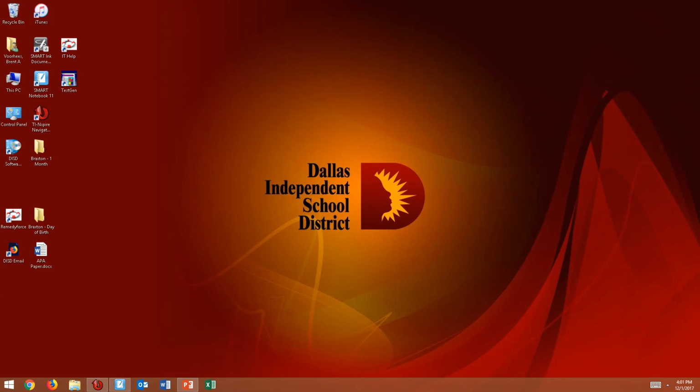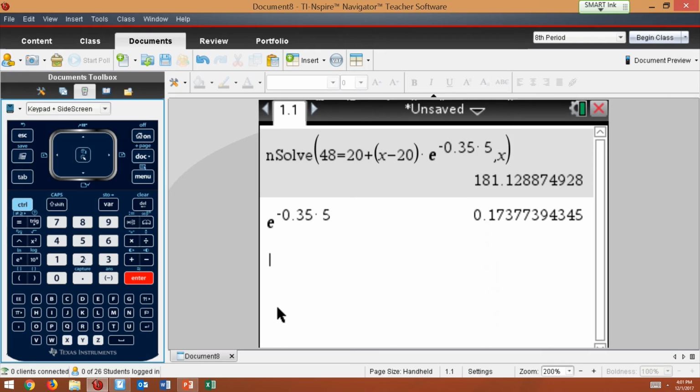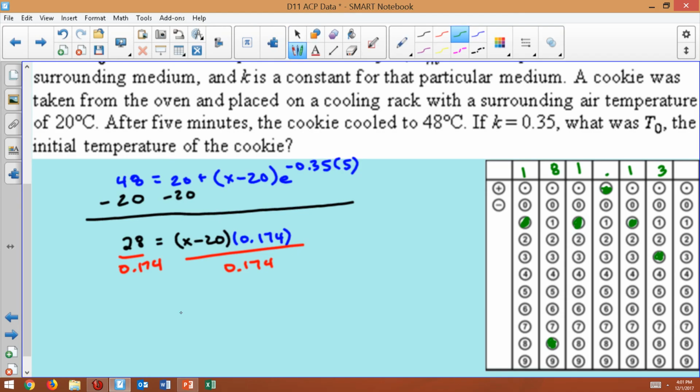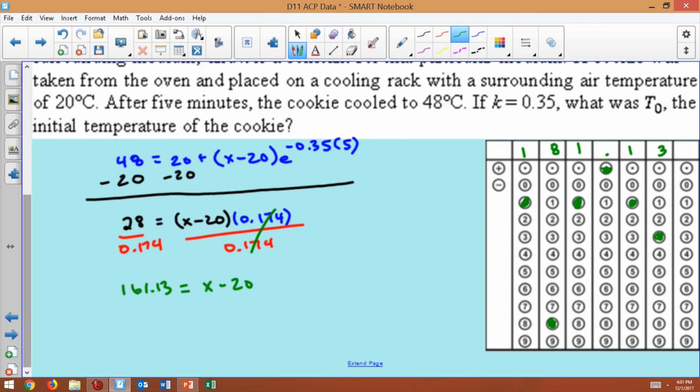Now since I have the exact value stored in the calculator, it ought to be easier to just go 28 divided by this. That'll give me an unrounded and better answer. So it's 161.13 equals x minus 20. Last step is we would just add 20 to that. And we see that we end up with the exact same answer as before by insolving: 181.13 equals x.